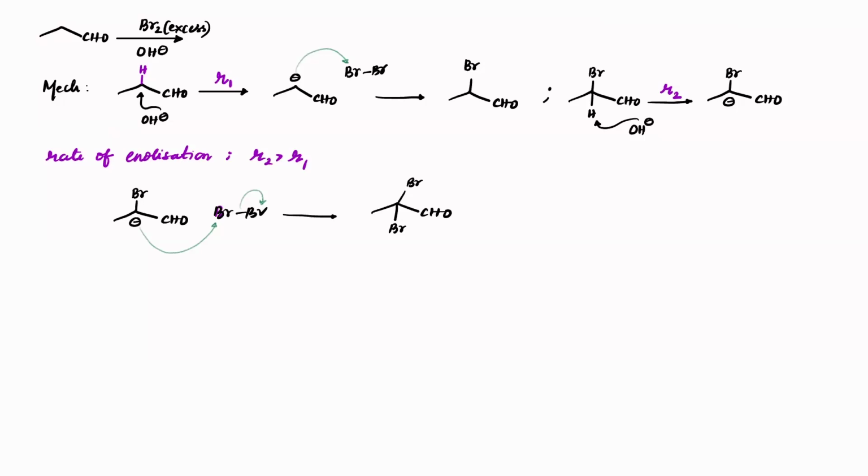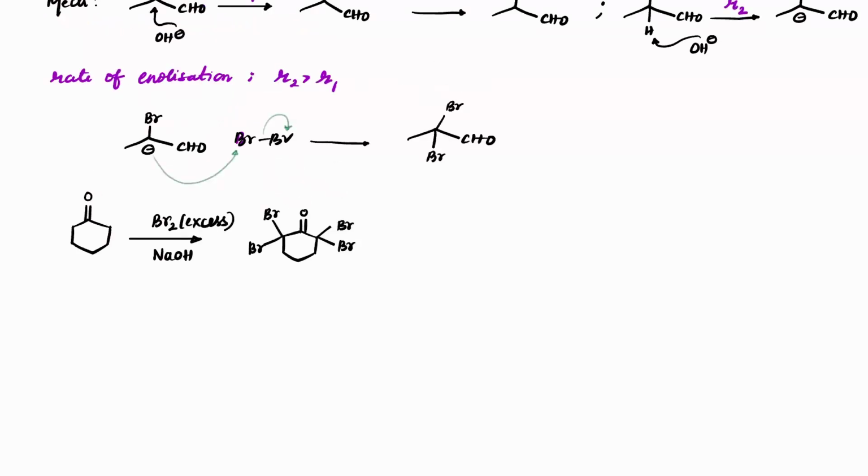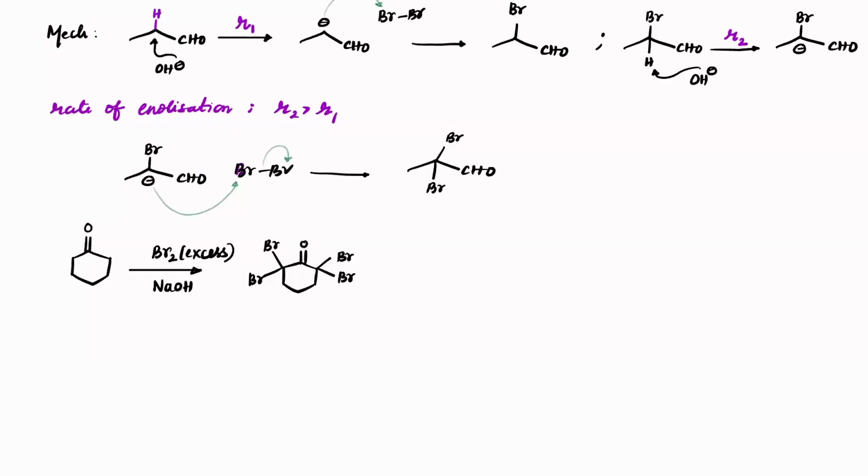So for instance, if you have double bond O here, and then I'm treating with excess Br2 in NaOH, then what can we expect? We can expect that all alpha positions will be replaced by bromine. So this is a difference between acidic medium and basic medium. In basic medium, all of the alpha hydrogens will be replaced. And the mechanism is also suggesting that.